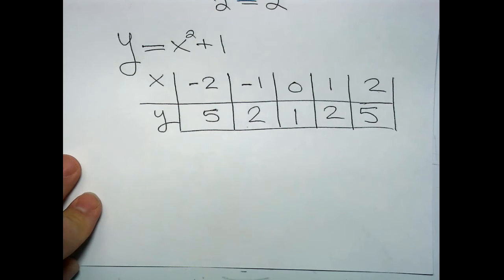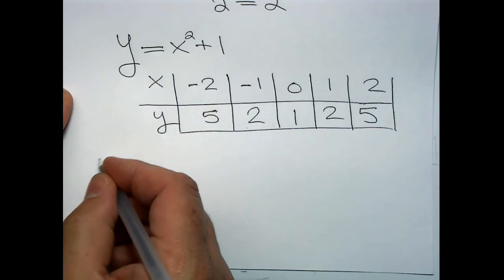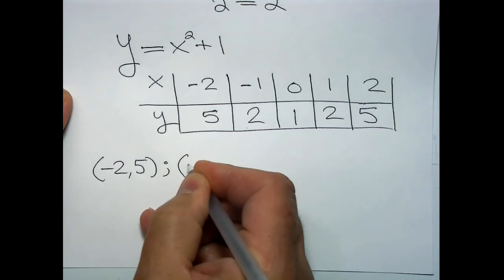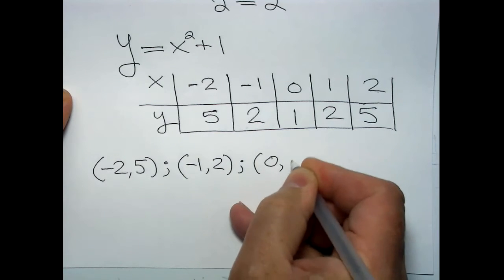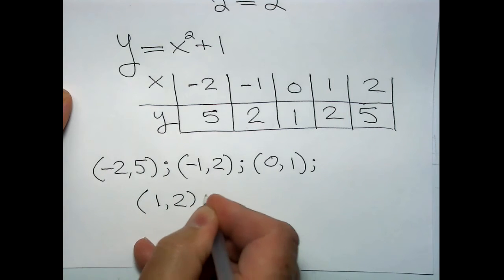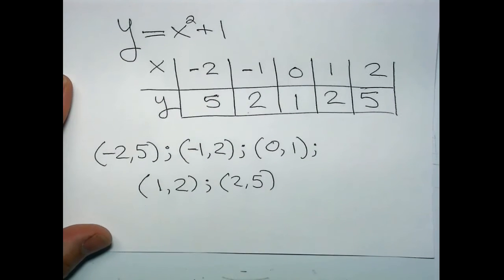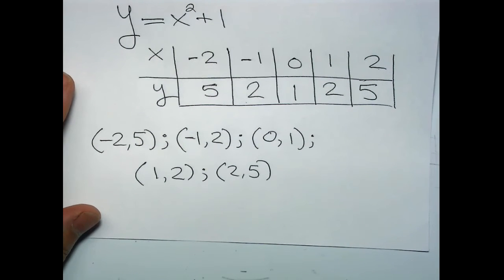You could also list that out as ordered pairs, and I'll do that for you here. -2, 5. -1, 2. 0, 1, 1, 2, and finally 2 comma 5. But the best way to represent a graph is a plot. And that's why we call the plot a graph most times.